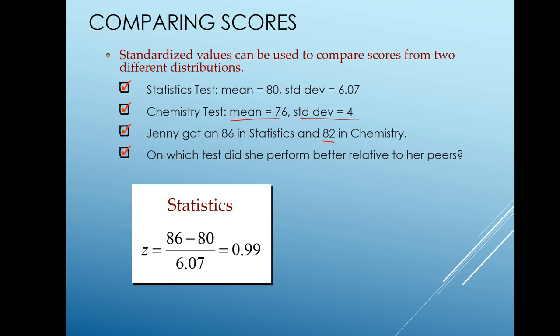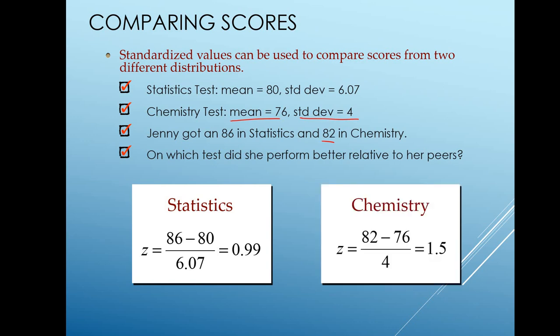All right, so the z-score for the chemistry test is 1.5. Relative to her peers, she did better on the chemistry test than the statistics test. Even though she got a higher score on the statistics test, apparently everybody else did too.